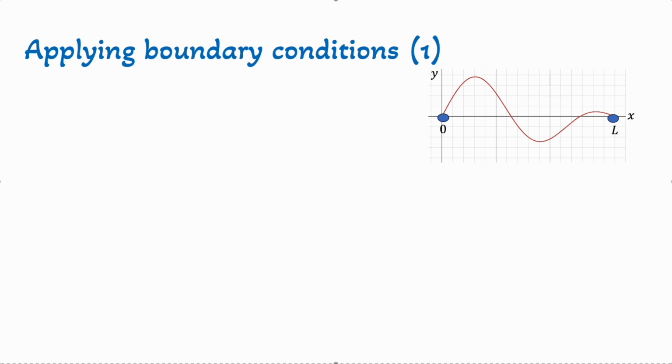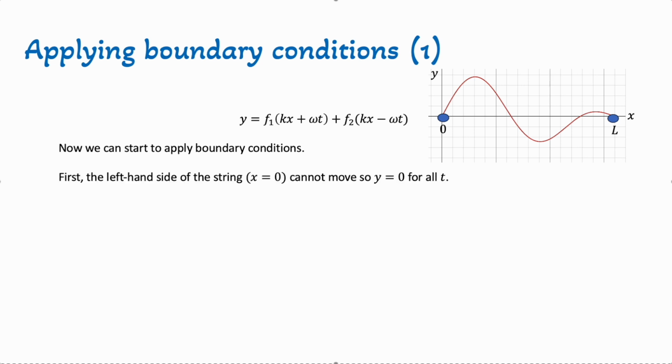So let's apply the first of these conditions. So at x equals 0, y equals 0 for all t. So in our general solution here, I'm going to replace my y by 0 and also my x by 0. And what do I get? I get this. So 0 is equal to f1 of omega t plus f2 of minus omega t.